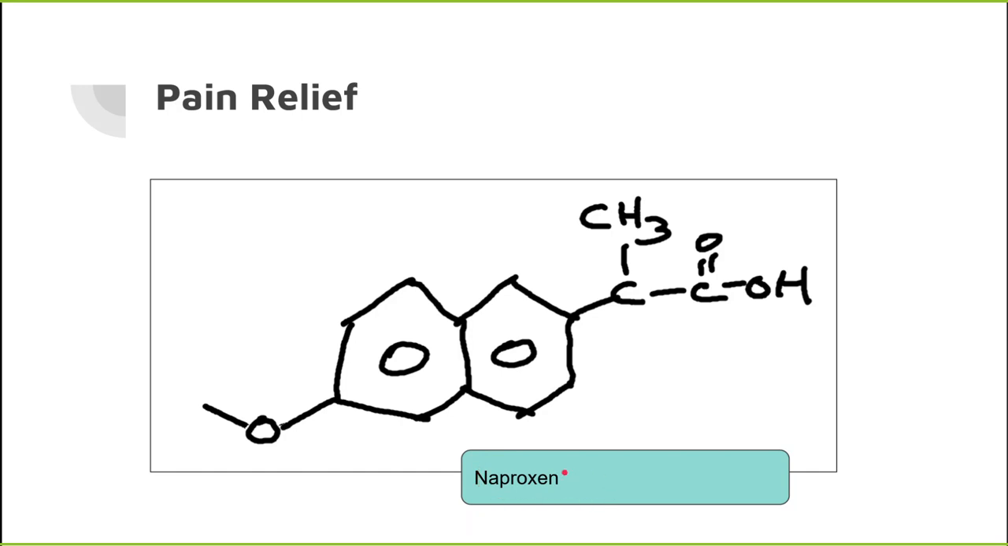Gout is a buildup of uric acid salts in your joints. And so this is naproxen. You've got two benzene rings fused together. You've got this OR group on this end, and then here's your carboxylic acid group. And naproxen's a wonderful, wonderful little drug.